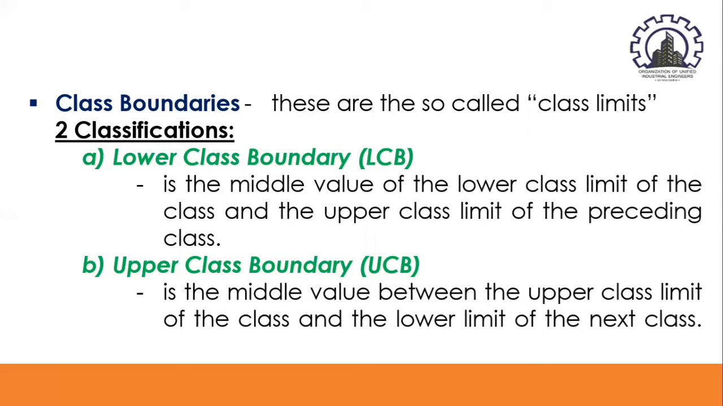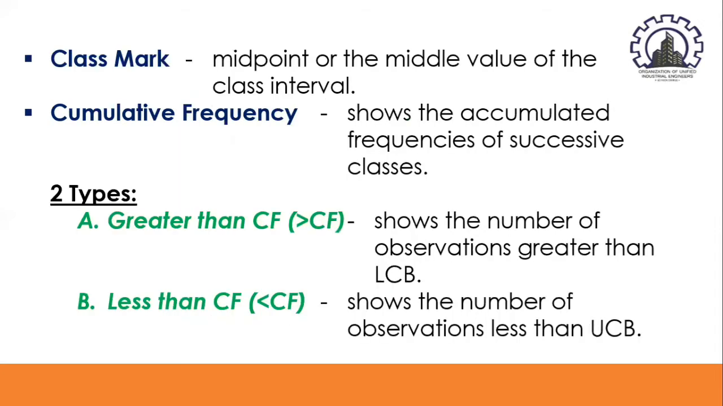Now, what's the difference between the 2? If we say LCB or lower class boundary, it is the middle value of the lower class limit of the class and the upper class limit of the preceding class. On the other hand, if we say upper class boundary, it is the middle value between the upper class limit of the class and the lower limit of the next class. Take note that if we say the middle value, it's the midpoint or the average or the mean, okay, if that makes sense. And also we have what we call class mark. If I say class mark, this is the midpoint or the middle value of your class interval.